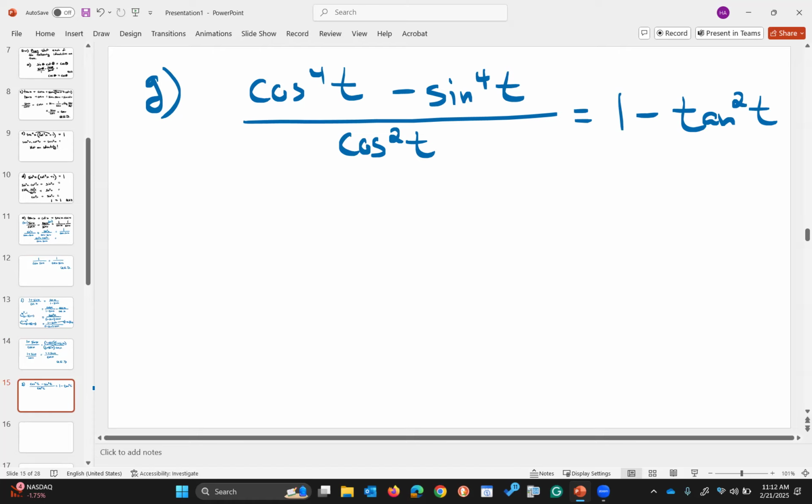So let's do this one here. You can go different directions. But first things first is cosine to the fourth t minus sine to the fourth t. Is that factorable? Yeah. So you go over here. Let me give you an example from algebra.